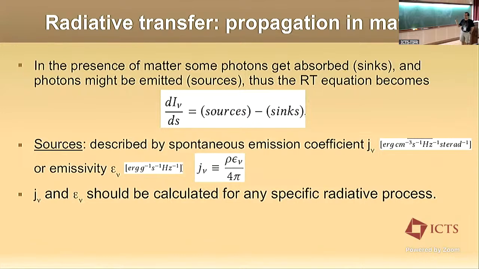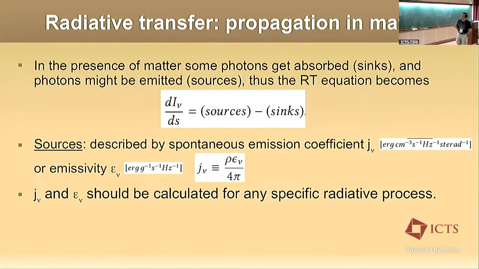Or it could be some non-atomic process, of which there are many, for example, due to accelerated charges, so synchrotron radiation or Bremsstrahlung radiation and so on, whatever it might be. But you can describe it with some kind of emission coefficient, and the units for that are energy per unit volume, per unit frequency, and per unit solid angle.